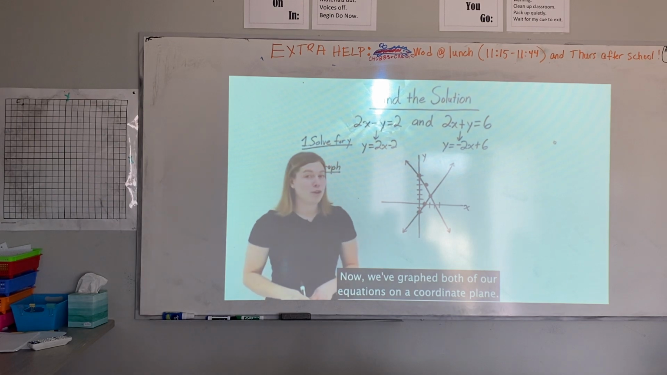Now we've graphed both of our equations. Why do you think she kept going and making more points on that line when technically you only need 2 points to form a line? Faith?